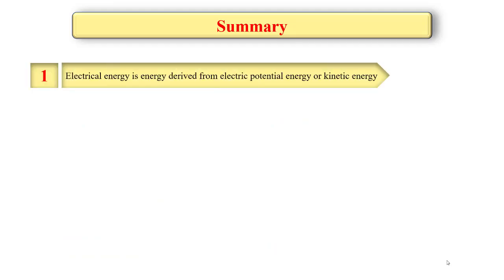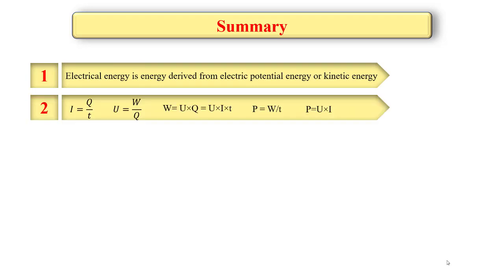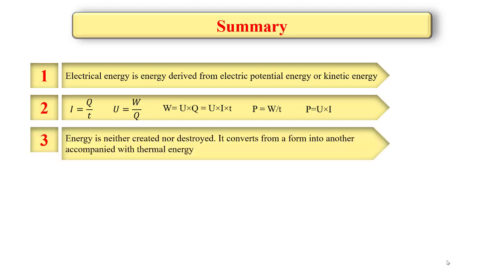At the end, let's summarize the main points that have been discussed in this video. The electric energy is the energy derived from electric potential energy or kinetic energy of the moving charges. The expression of the current is Q over time, where Q is the quantity of charges. The expression of the potential difference U is equal to the electric energy over quantity of charge Q. The formula of the electric energy is W equal U times I times T, and the expression of the power is W over T. The energy is neither created nor destroyed.